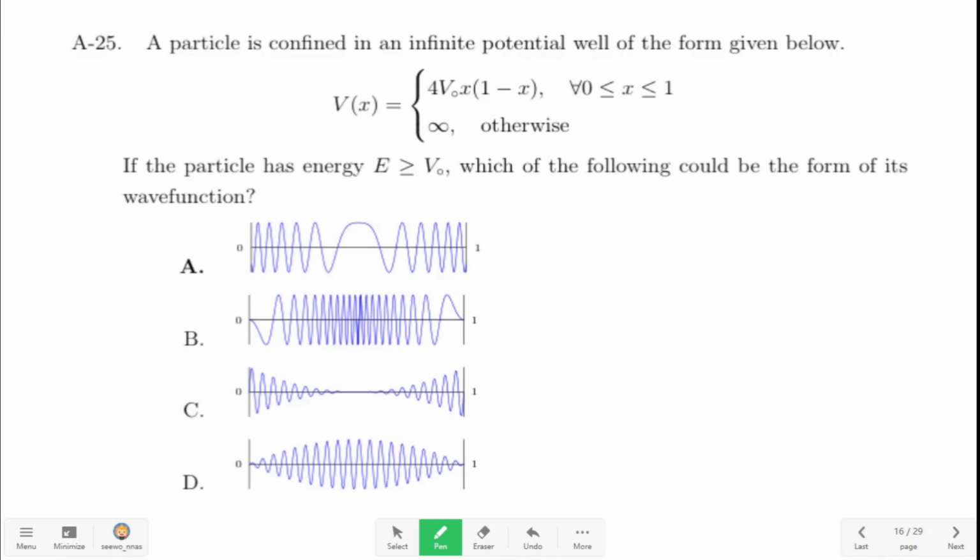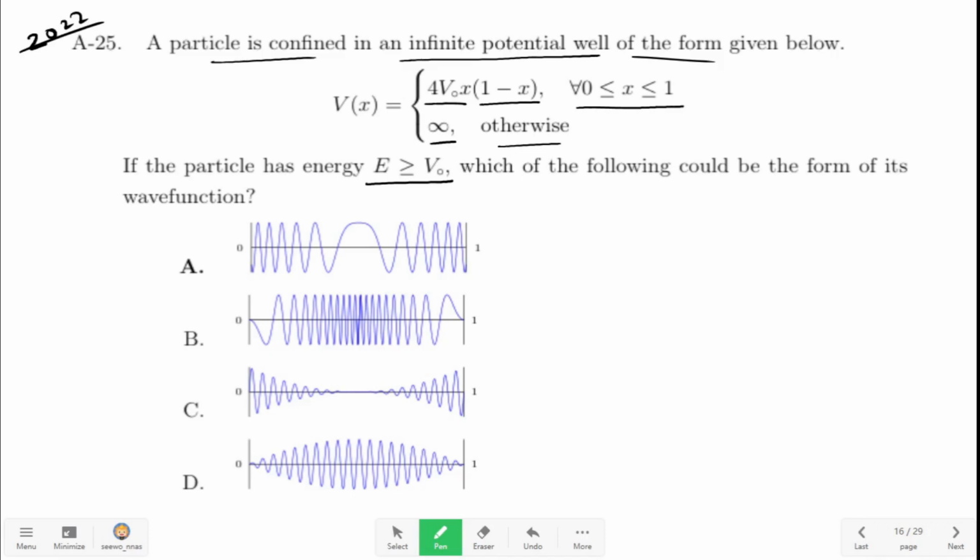Here we deal with a problem from JEST 2022. We are given an infinite potential well of the form V(x) = 4V₀x(1 − x) for all x between 0 and 1, and V(x) is infinity otherwise. A particle is confined in this potential well. If the particle has energy E greater than or equal to V₀, which of the following could be the form of its wave function?